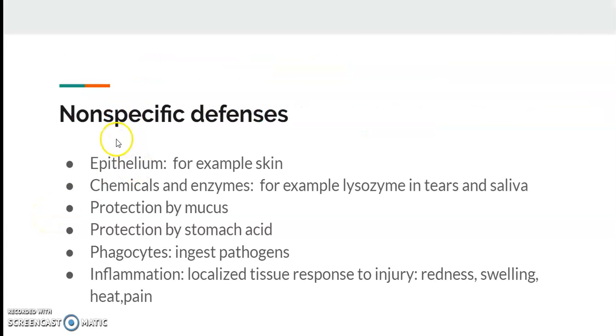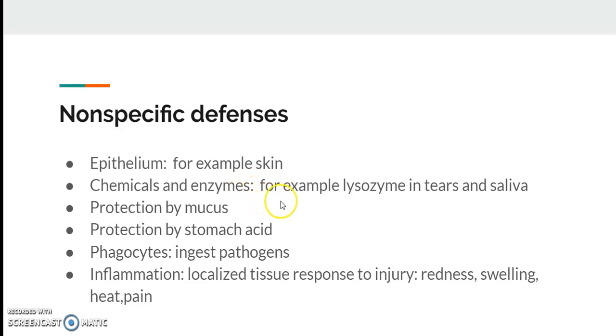So let's start talking about the non-specific defenses. So this is basically either block it from entering or get it right as it's starting to get in, before it actually does too much damage. So epithelium, that's just a fancy word for a covering of a body area. So skin is an example of an epithelium. So your skin acts as a barrier, prevents things from getting in.